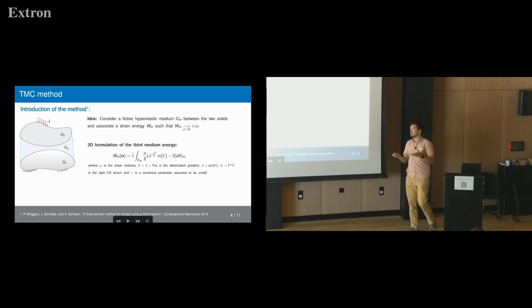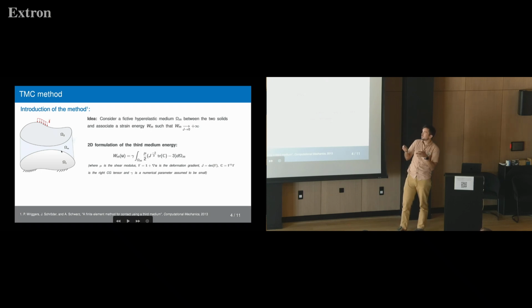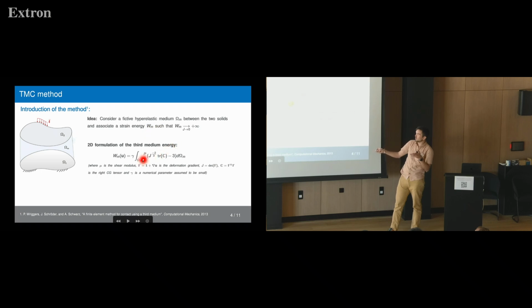So another method was proposed by Rigors in 2013, which is basically the third medium contact method. This method consists in considering a third medium between the two bodies that are coming into contact, and then we add a hyperelastic energy to this third medium. This is the formulation of the energy.